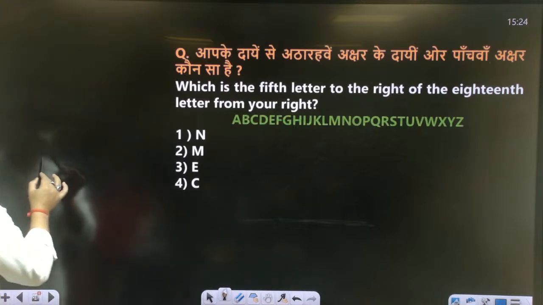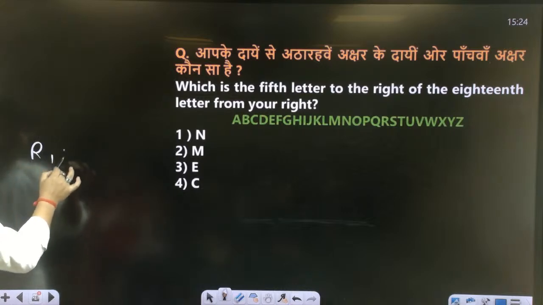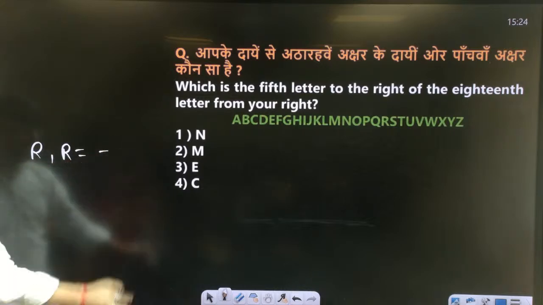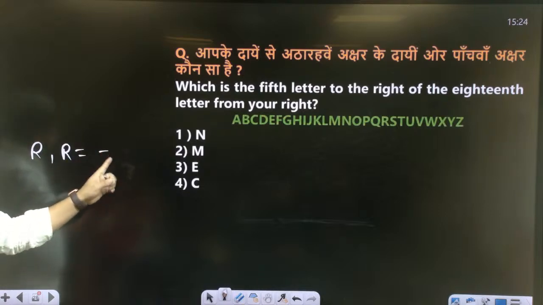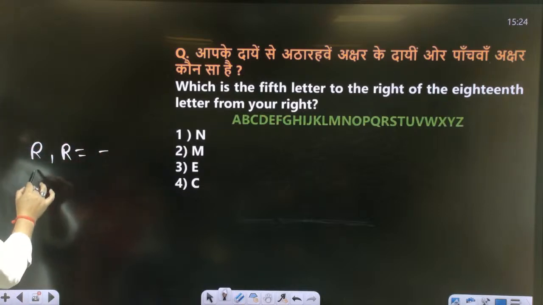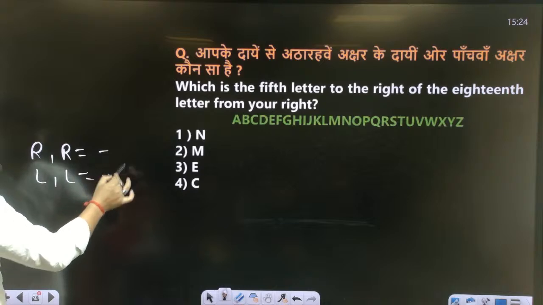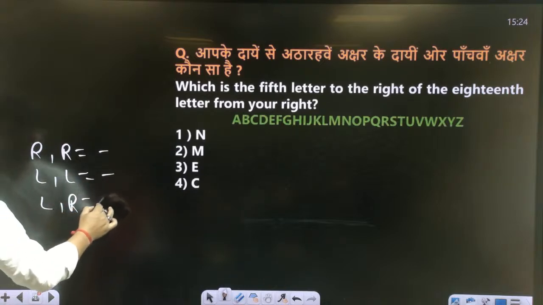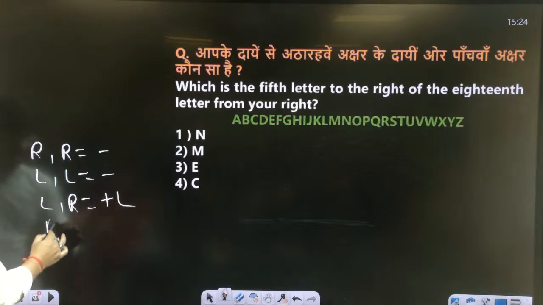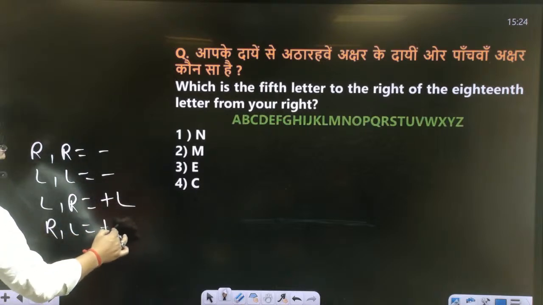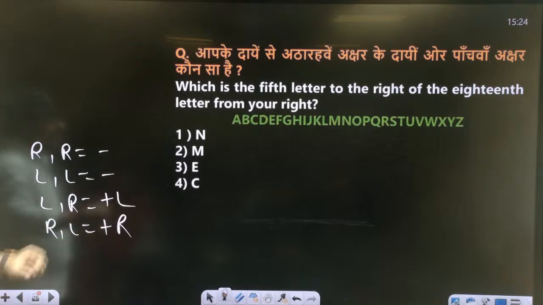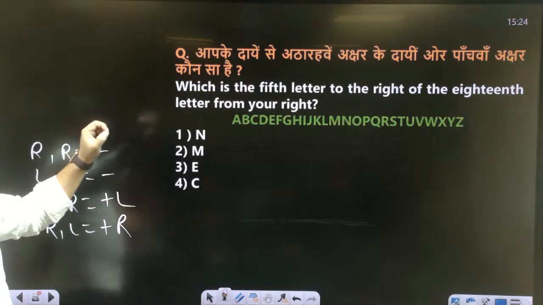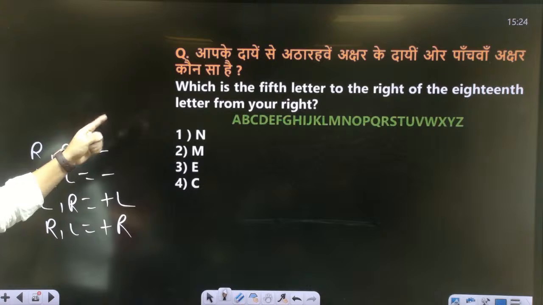Look at the board. If you get right and right, you have to subtract. Left and left, also subtract. Left and right, you have to add from the left. If you get right and left, you have to add from the right. In this question, which is the fifth letter to the right of the 18th from your right?